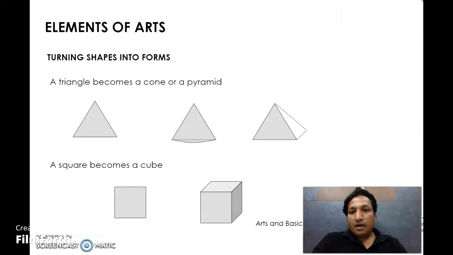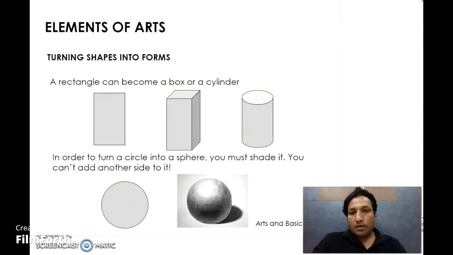Now, elements of art: you can understand turning shape into form. A triangle becomes a cone and pyramid, because a triangle is a profile of a cone and pyramid. A square becomes a cube. A rectangle becomes a cuboid. A circle becomes a sphere.